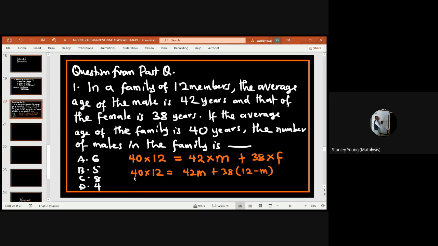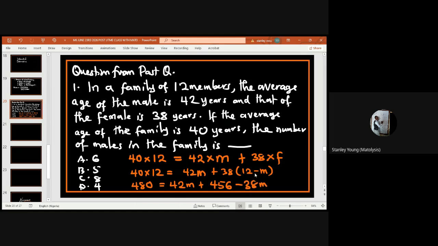What is 4 times 12? You have 4 8s, then 0. So you have 42M, and plus, when you multiply 38 and 12, what do you get there? You simply have 38 times 12. It's your choice if you want to use a calculator or your head. That's going to give you 456, then minus 38M.